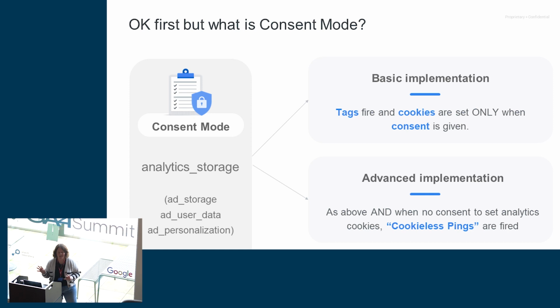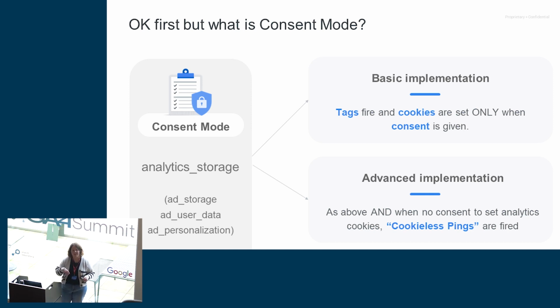So consent mode, we've already heard earlier, but just to reiterate, because this is super important to understand how behavioural modelling comes about. We have two different types of implementation in consent mode, which has been touched on already. A basic implementation means that tags fire and behave as normal when consent is given. But we also have the option of an advanced implementation. And here, when consent is not given to set cookies, we can still send cookieless pings into Google Analytics.